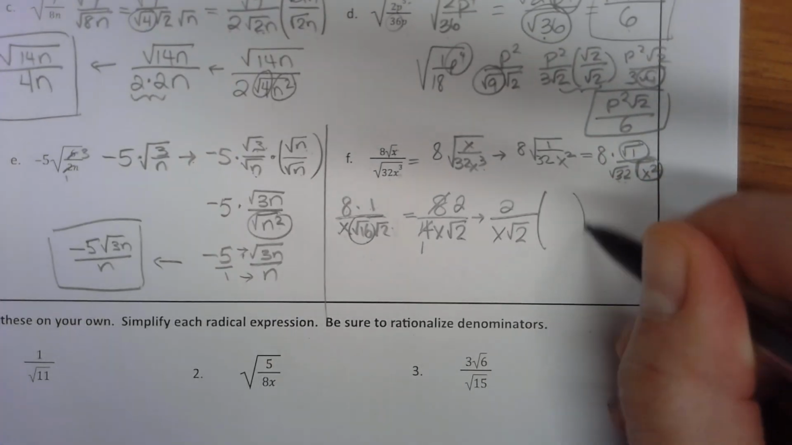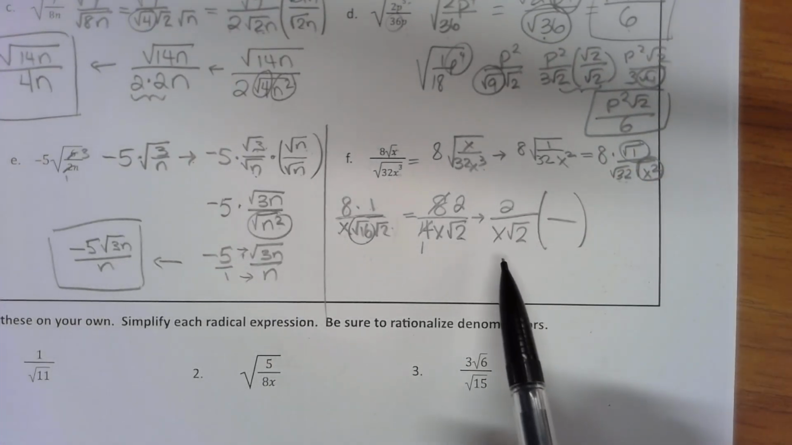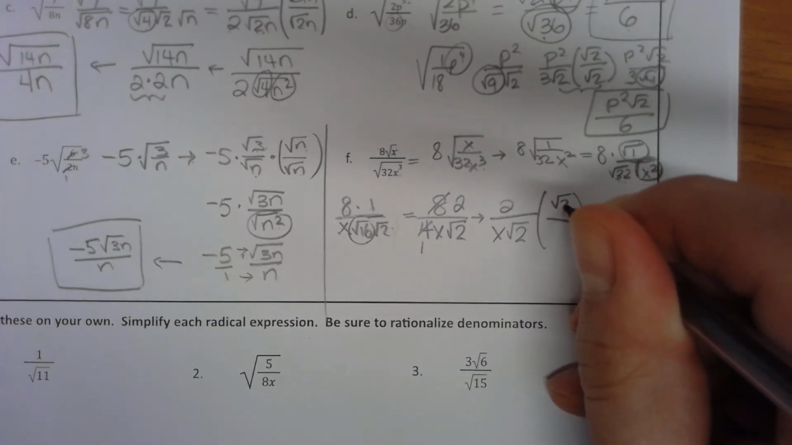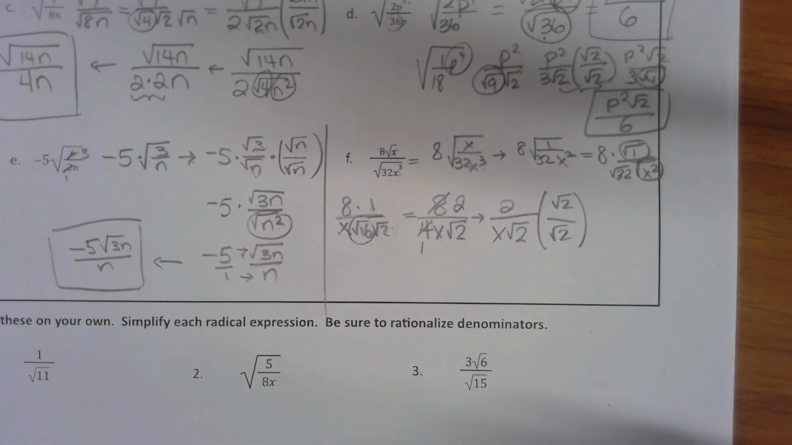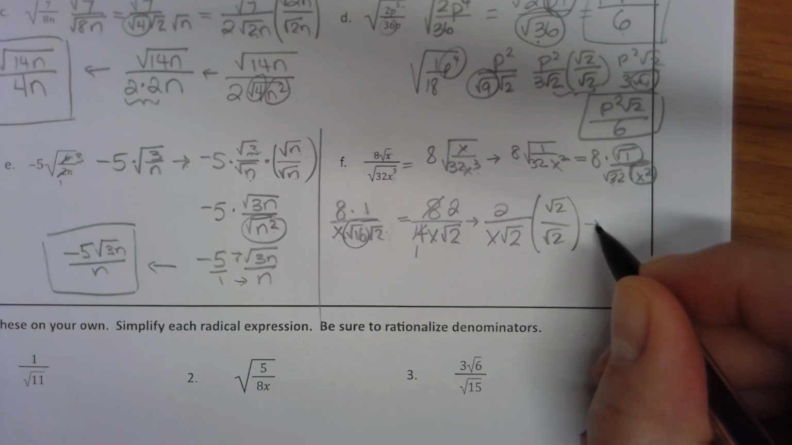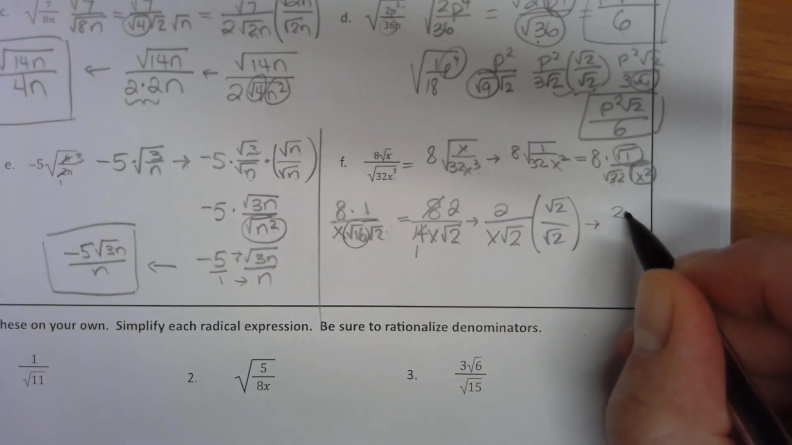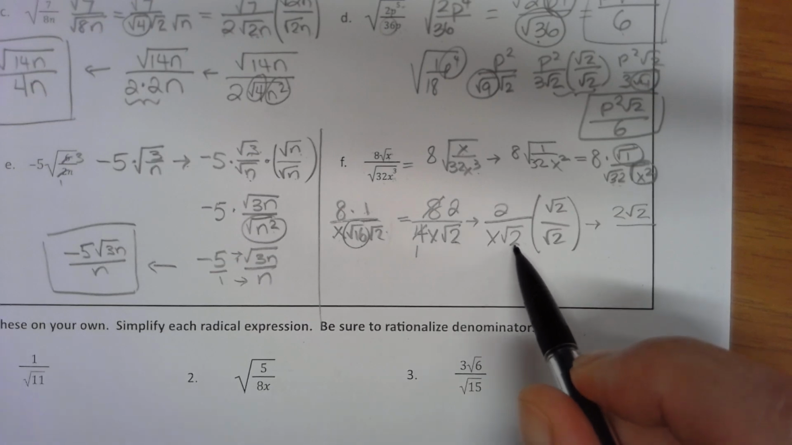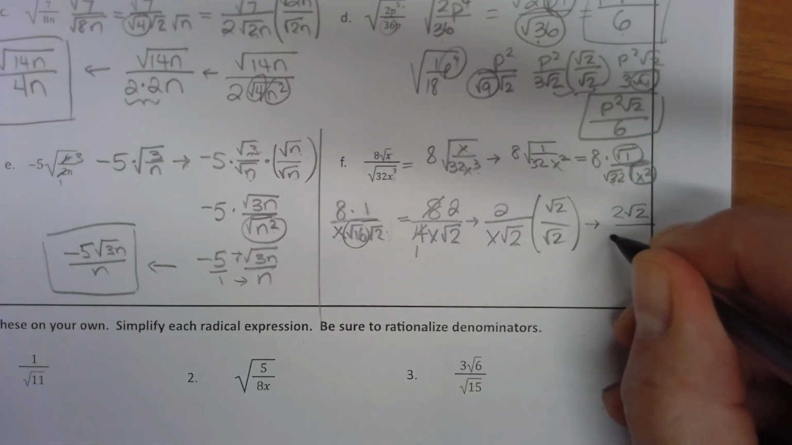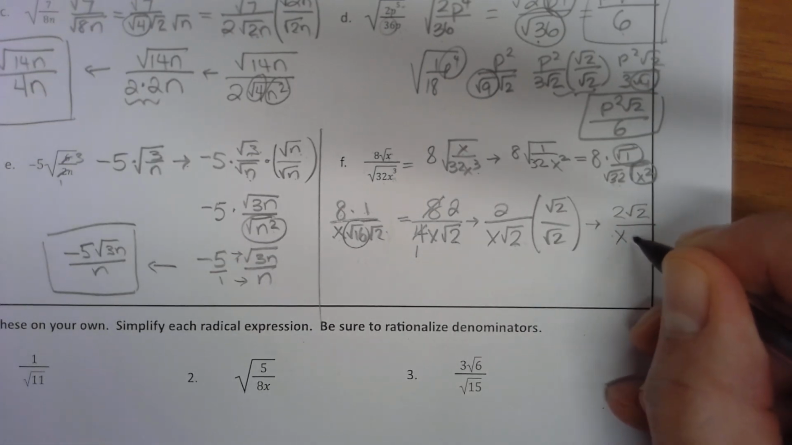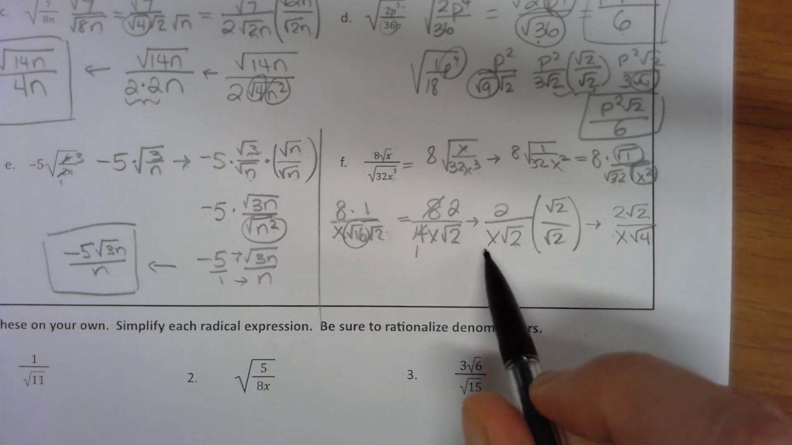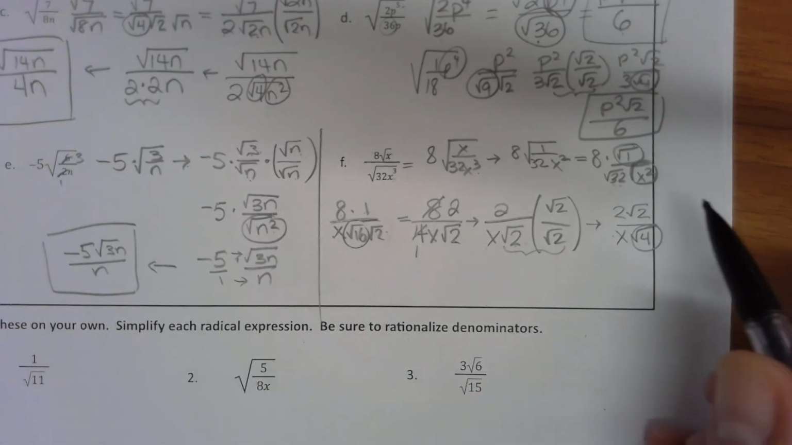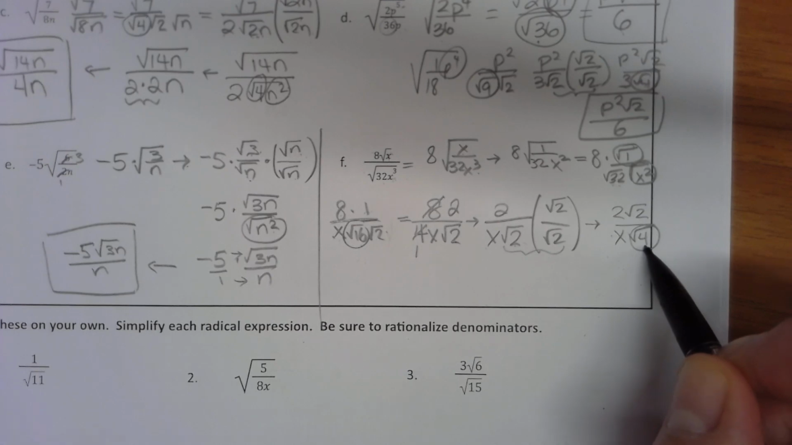What are we going to multiply the top and the bottom by? Just the square root of 2, just the part underneath the radical. So we're going to multiply the top. 2 times square root of 2 is 2 root 2. Multiply the bottom. The square root of 2 times the square root of 2 is the square root of 4, with an x already on the outside. So it's x square root of 4. The square root of 4 becomes a 2 when you simplify it.